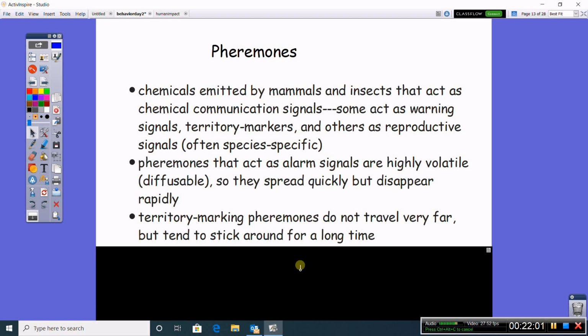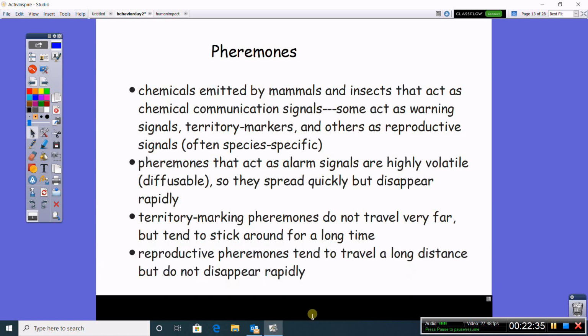Okay, your territory marking pheromones don't tend to travel very far, but they tend to stick around for a long time. So if you've ever taken your dog for a walk and he or she, especially he, has felt the need to mark his territory when he passes by any mailbox, okay, that's because he smells the scent of the other dogs there. They do stick around for a long time. If you've had cats that have peed in the house, you know that cat pee smell sticks around for a long time. Okay, those are territory marking pheromones.